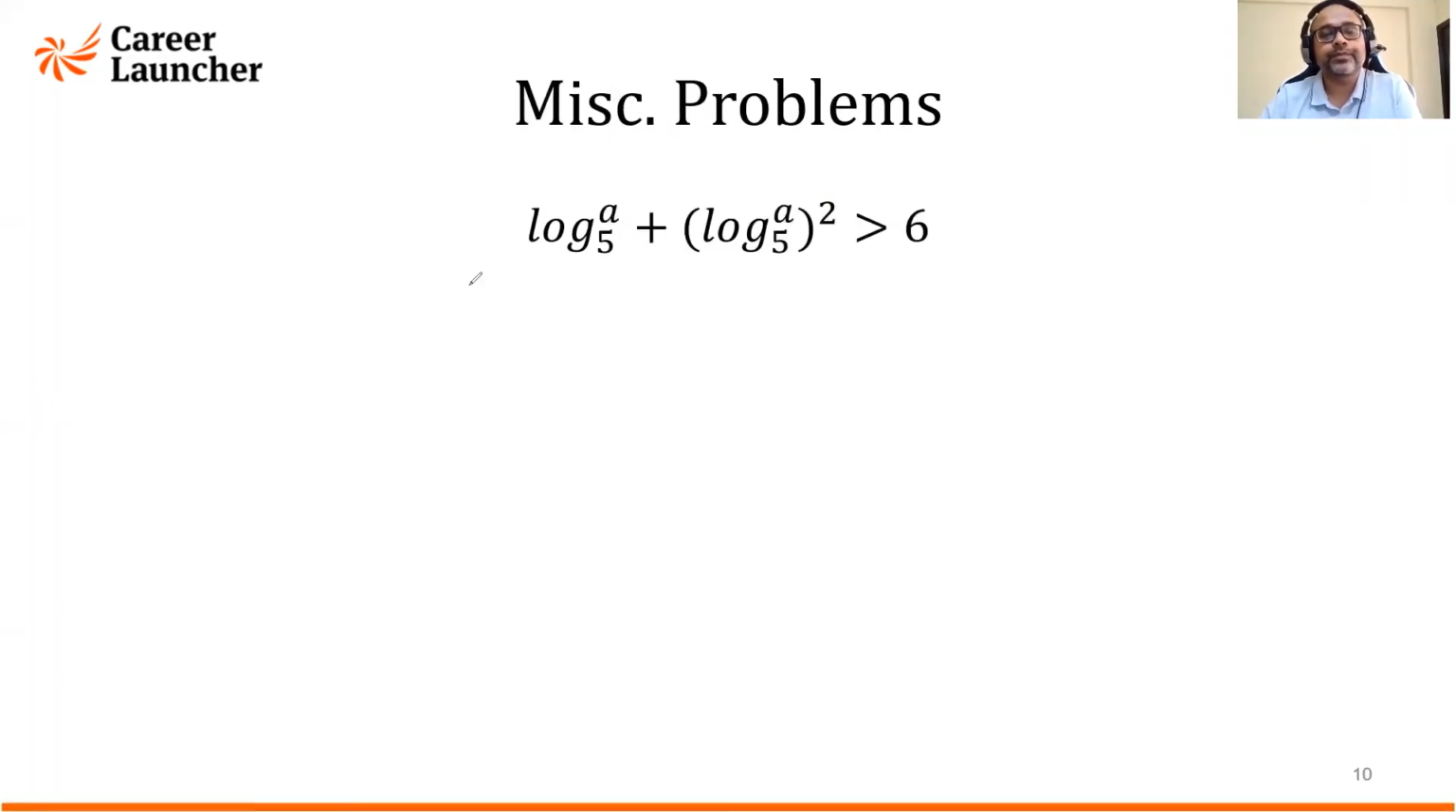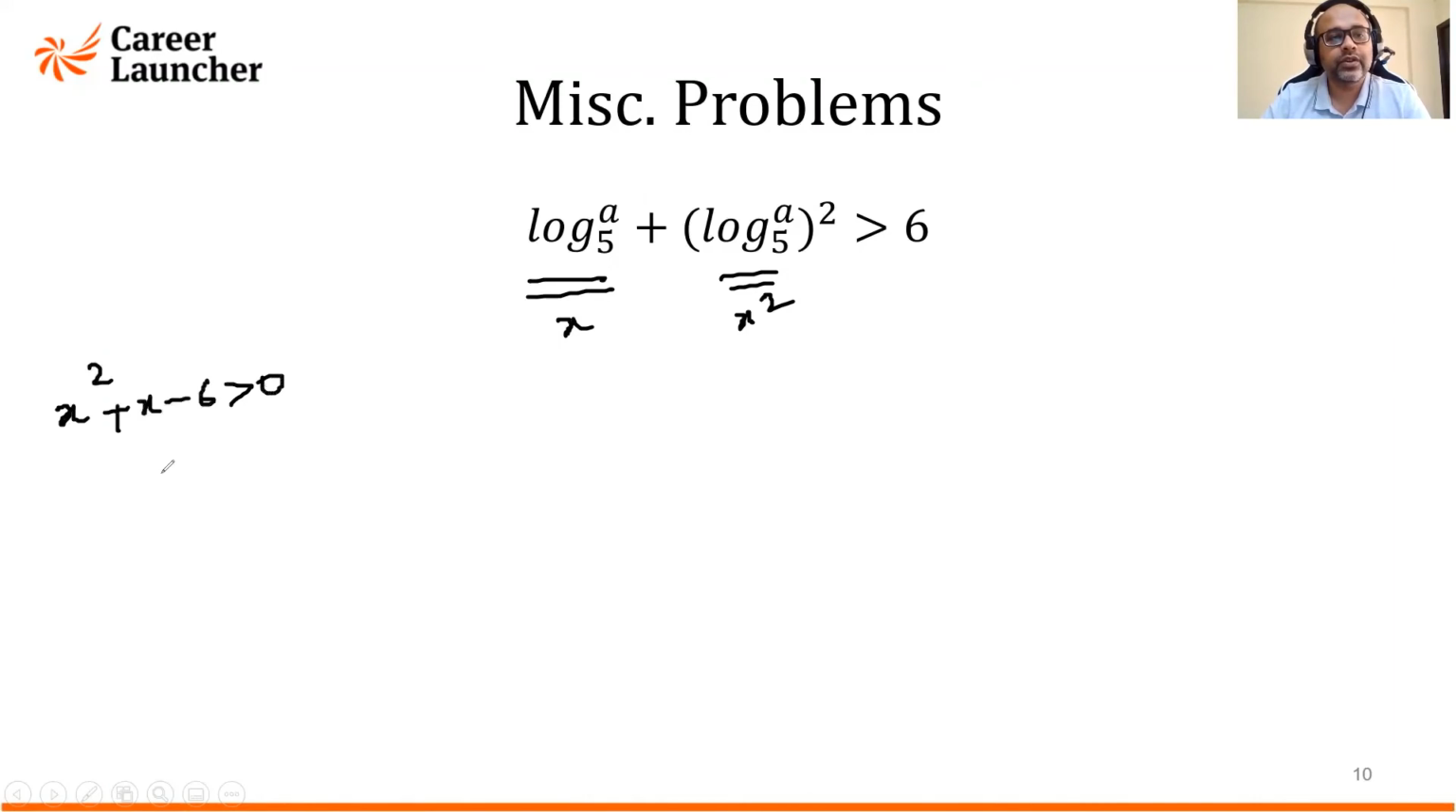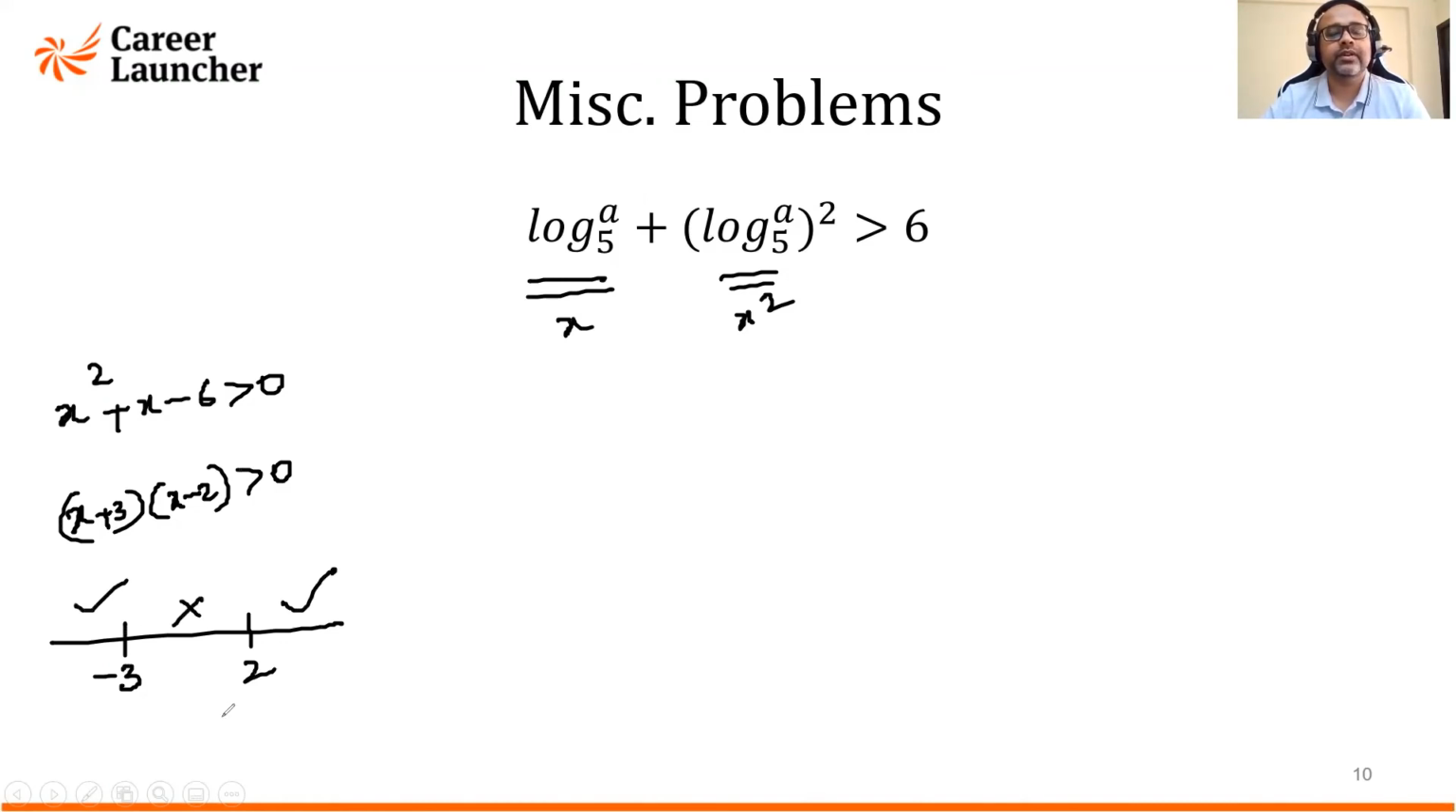So here, this is a quadratic expression. Very clearly, we'll start by saying this is x, so this is x square. So you will get x square plus x minus 6 is greater than 0. You can simplify this as (x + 3)(x - 2) is greater than 0. So this gives you x as minus 3 and 2. So this is your region. So x belongs to, first I should write the negative part, minus infinity to minus 3 union 2 comma infinity.